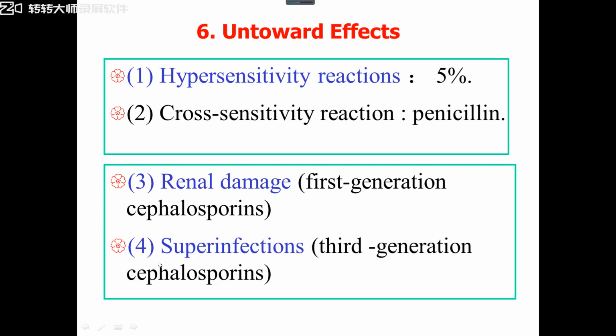And the last adverse reaction is superinfection. Superinfection occurs with the third and the fourth generation cephalosporins, because they are broad-spectrum antibiotics that can kill bacteria. But in our gastrointestinal tract there are some normal bacteria, and they also kill this normal bacteria, so induce new infection. This new infection, we call superinfection.